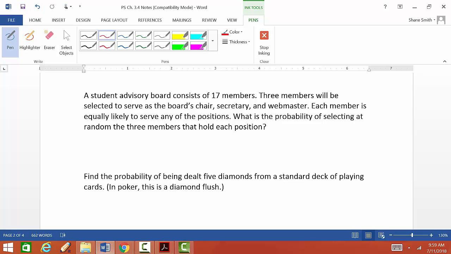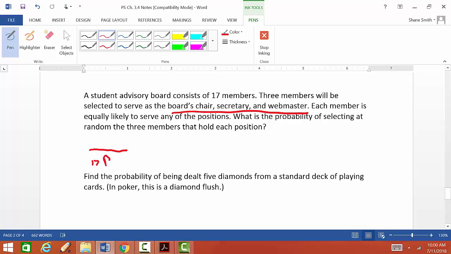So you have to think to yourself, does order matter here? And I always like to get the denominator first. So the denominator is how many total ways can we select 3 people as the chair, secretary, and webmaster? And since these are different positions, if I select the same 3 people, the order matters, right? Because let's say we have John, Ricky, and Sue, if John's the board chair, Sue is the secretary, and Ricky's the webmaster, I can select those same 3 people but switch around their positions, and that's a totally different permutation. So it's a permutation.